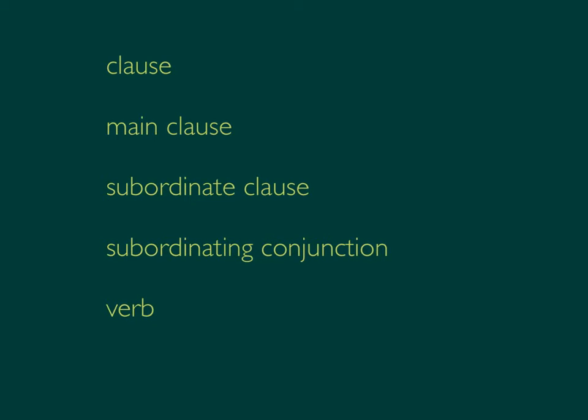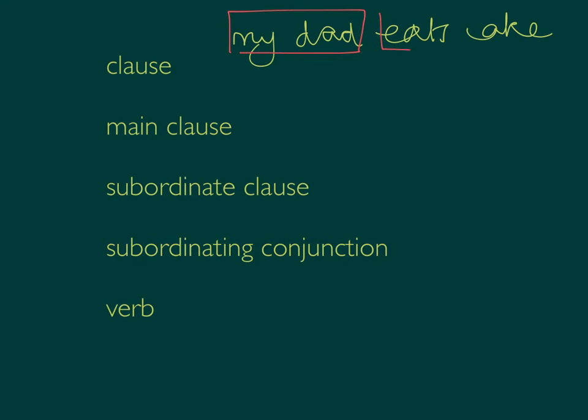First, let's take the word clause. We think of a clause really as being something that has grammatically a subject and a verb. Let's think of a couple of examples. Let's take one in English first of all. My dad eats cake. There we have a clause. We know it is a clause because it has a subject, my dad, and it has a verb, eats.